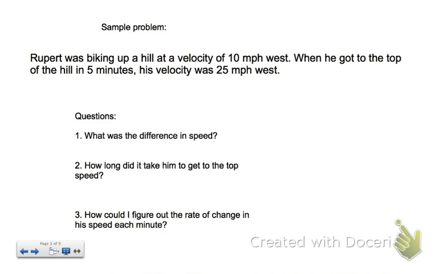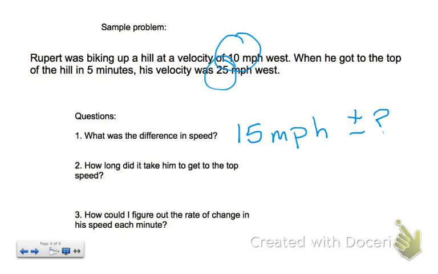To wrap our minds around what acceleration is, I can look at this problem here. Rupert's biking up a hill at a velocity of 10 miles per hour west. When he got to the top of the hill 5 minutes later, his velocity was 25 miles per hour west. Did he get faster? Did he get slower? My question might be, what is my difference in speed? I might look at what he started at and what he ended at. My difference in speed was 15 miles per hour. So did he go up or down? That's what I need to think about. He increased his speed.